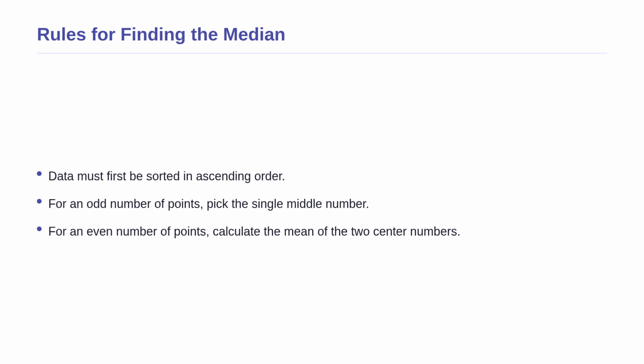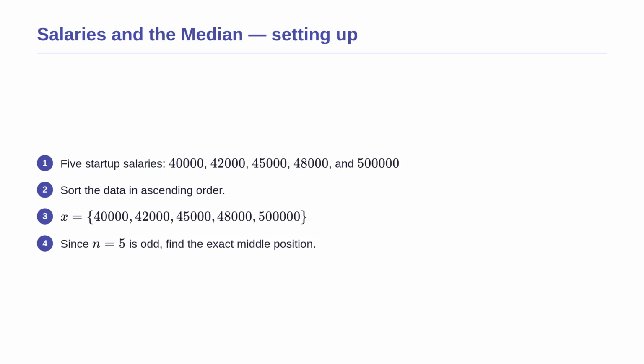Now that we see why the median is useful, how do we actually find it? The most critical step is that you must first sort your data in ascending order, meaning from smallest to largest. If you skip this, your median will be completely wrong. If you have an odd number of data points, the median is simply the single number sitting right in the middle. If you have an even number of data points, there is no single middle number. So you find the two numbers in the exact center and calculate their mean by adding them together and dividing by 2. Let us see why the median is sometimes much better than the mean using a real-world scenario.